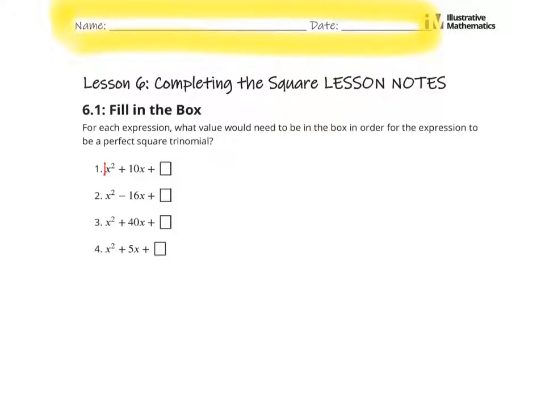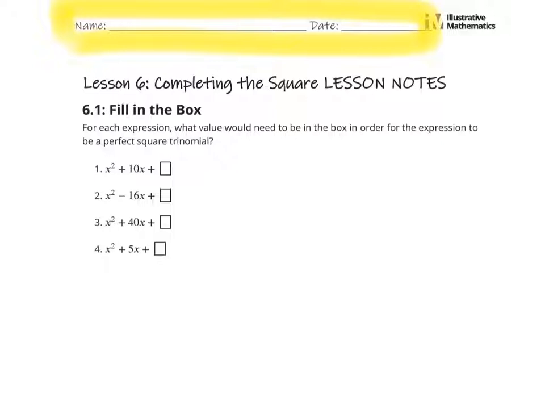To do these problems, one of the things we want to recognize is that in front of the x squared there's a coefficient of 1. There isn't another number other than 1. In fact, in all 4 of these problems, each one is 1x squared. That makes completing the square much easier. So long as in front of the x squared there is a 1, you're going to follow this format to complete the square.